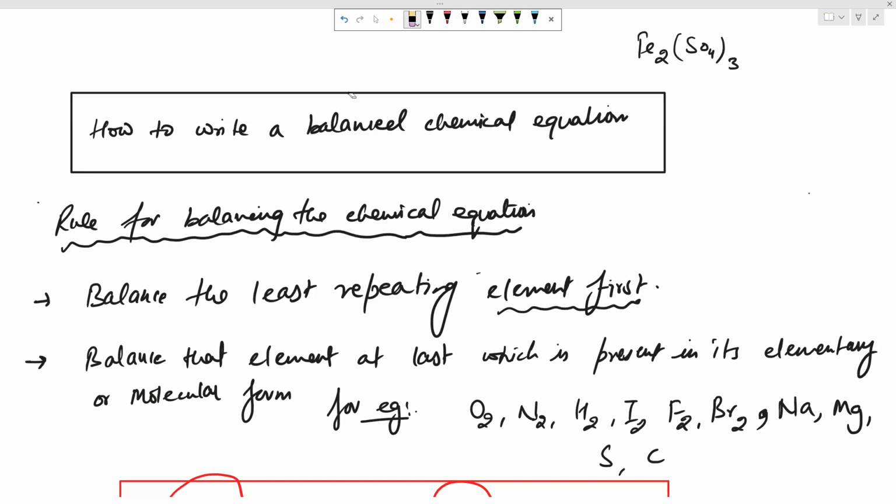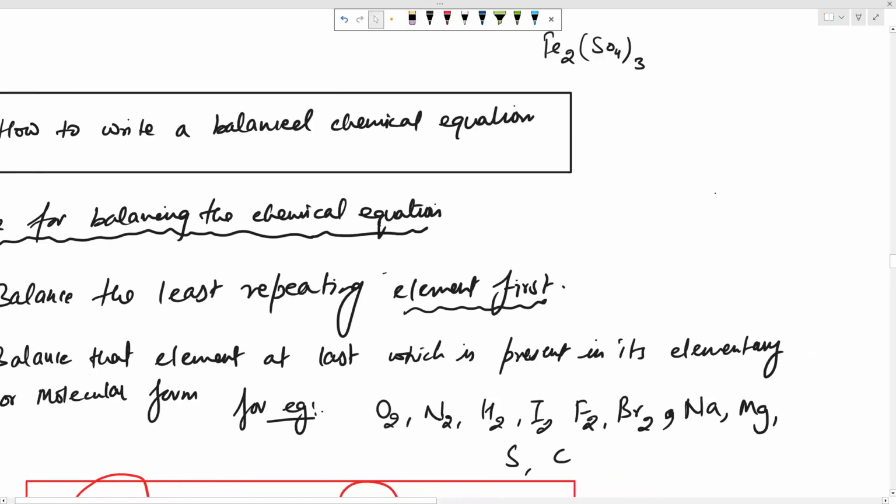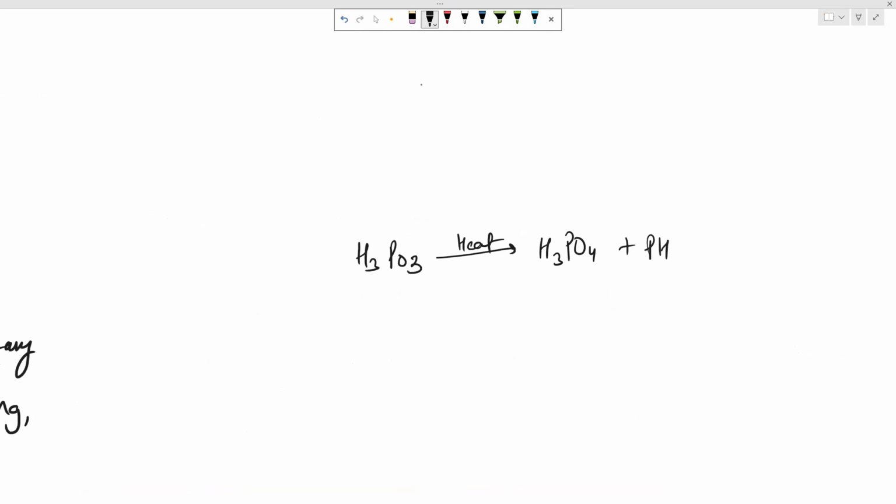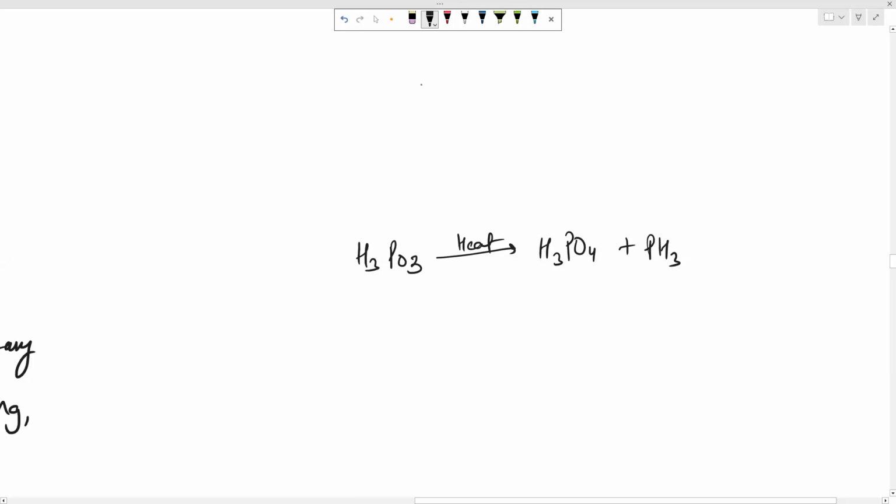Noted? Yes, sir. So if I give you a simple equation, for example H3PO3, when heated, it gives you H3PO4 plus PH3. Which element are you going to balance here? H? No, H is repeating multiple times. P is also repeating 3 times. Oxygen. You are going to balance oxygen first.